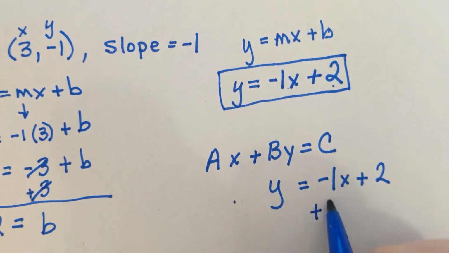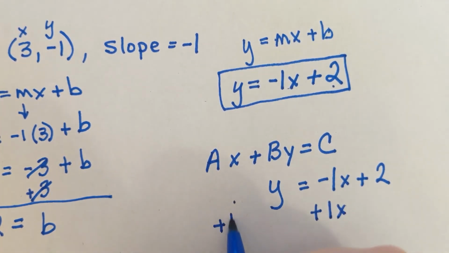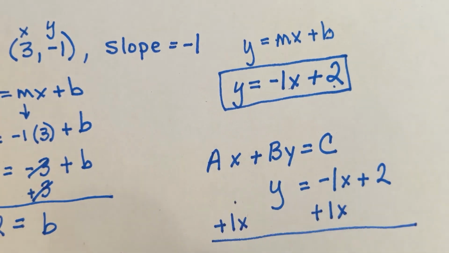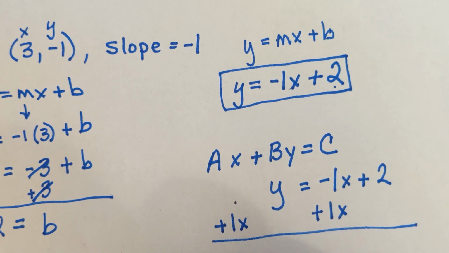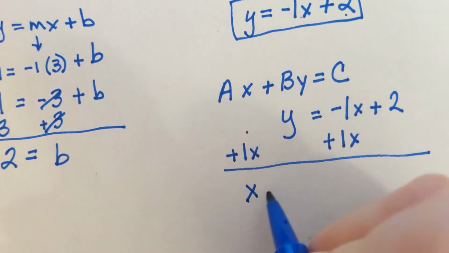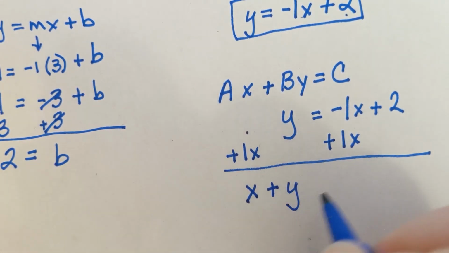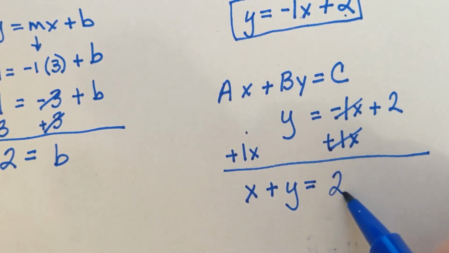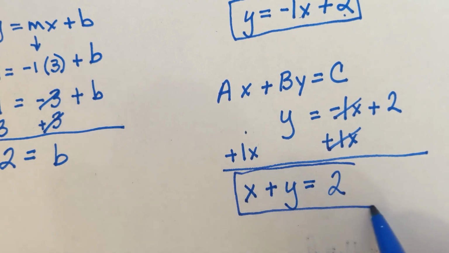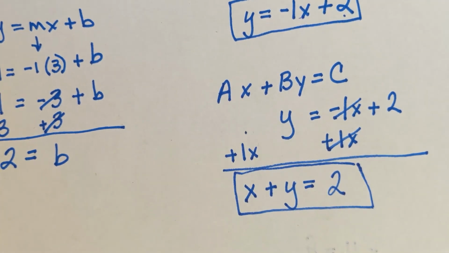So all I have to do to do that is add the 1x to the other side. These are not like terms, so they cannot be combined. 1x is just x. This is a positive y. These cancel, and we're left with 2. So now this is our final answer because it's in standard form.